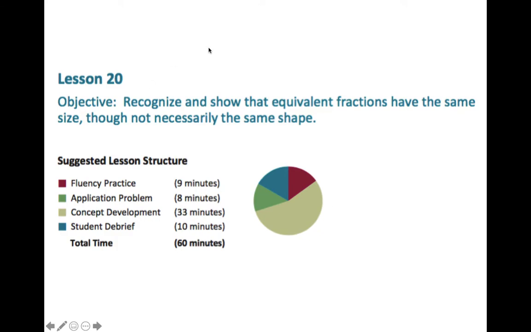You're going to notice that the last lesson that we did was lesson 18. I actually skipped lesson 19 because it was just a review. It was an optional lesson. And so we are actually going to focus on lesson 20 today. You're going to see that it says our objective is to recognize and show that equivalent fractions have the same size, though not necessarily the same shape.